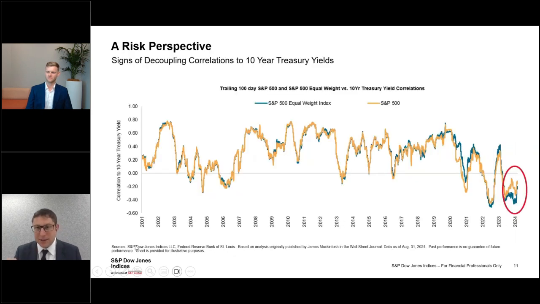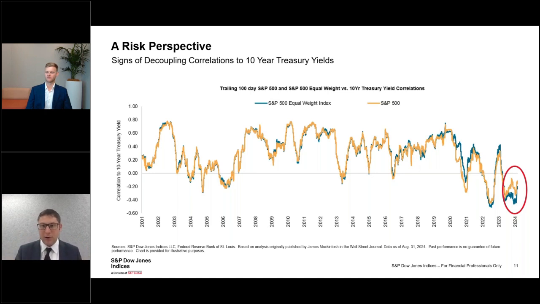Another reason I think amplifies the importance now is it's making more of a difference than it normally does. Here we're looking at the trailing correlation between the bond markets, essentially US 10-year Treasury yields, and two different equity indices, the S&P 500 equal weight and the S&P 500. This is back to 2001, which is live history for the equal weight index. For most of its history, there was no difference between the equal weight and capitalization weighted relationship with Treasuries. The two lines are near identical.